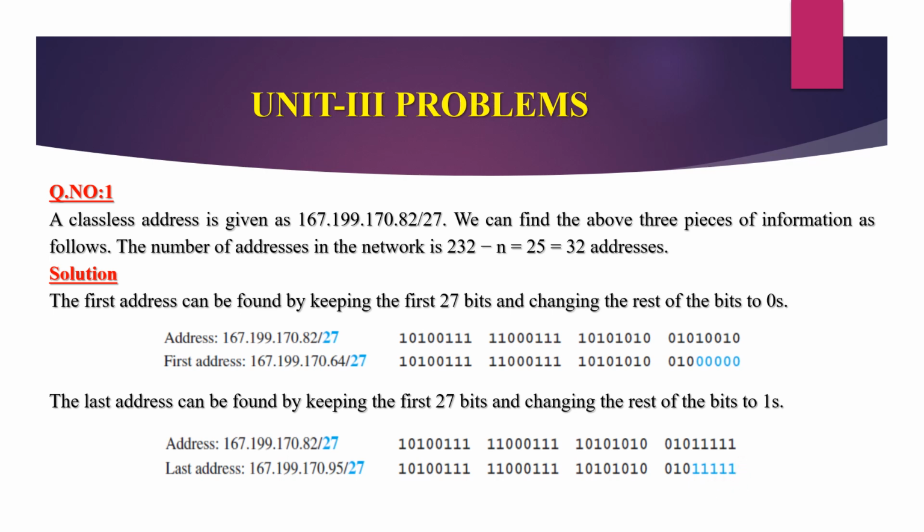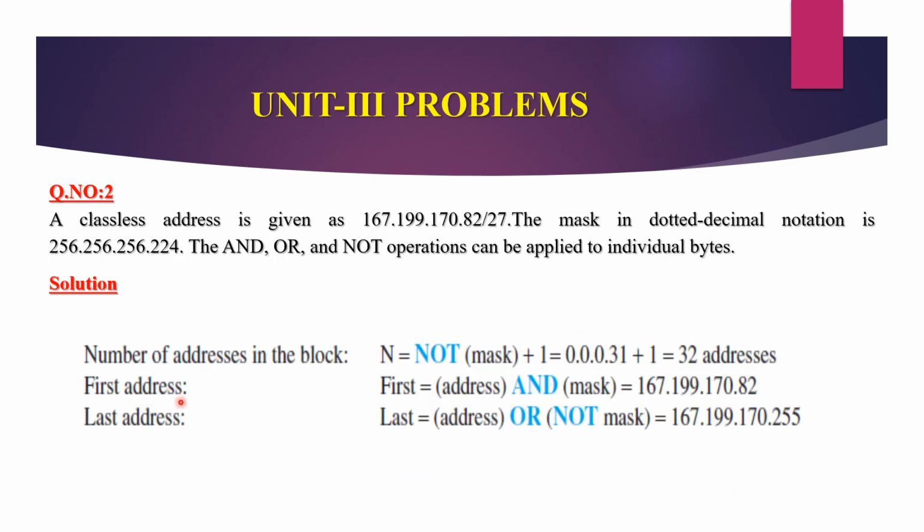We will go to the second problem. The classless address is given as 167.199.170.82/27, and we are going to find the mask. The mask in dotted decimal notation is 255.255.255.224. The AND, OR and NOT operations can be applied to the individual bits.